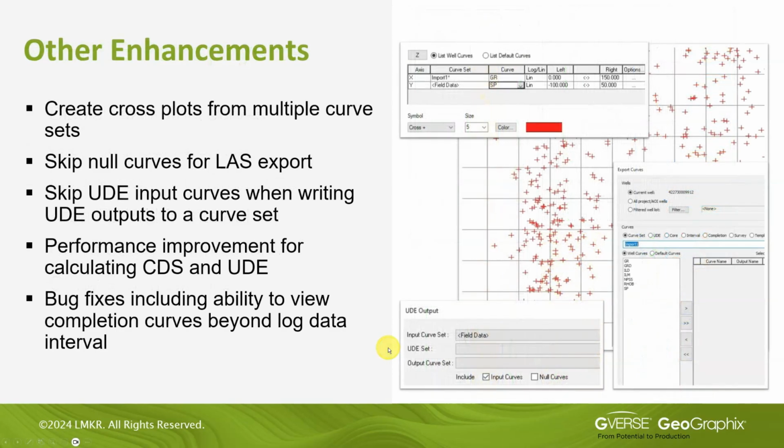All right, let's get back to the presentation here. And other enhancements in Petrophysics, you can now do cross plots from multiple curve sets. A few data management improvements when you are exporting LASes or UDE curves: we can detect and ignore null curves. Performance improvements in curve data statistics in UDEs, up to 30%, 30 to 50%, depending on how many wells you're working with. But that's a significant increase in performance, and also a lot of bug fixes, as always.